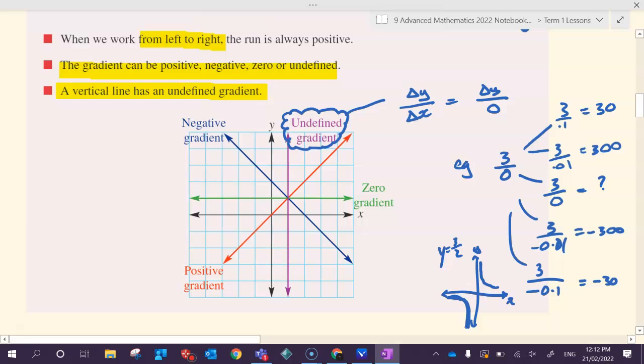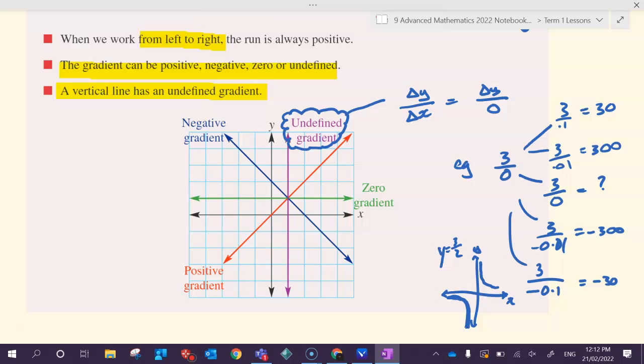And when you're asked in the exam, what's the gradient of a vertical line? You just say, undefined. 0 is totally wrong. 0 gradient is a horizontal line. It's not increasing or decreasing. A 0 gradient is exactly horizontal. A vertical line has an undefined gradient because I'm not actually changing my distance at all. I'm dividing by 0. Division by 0 is undefined.